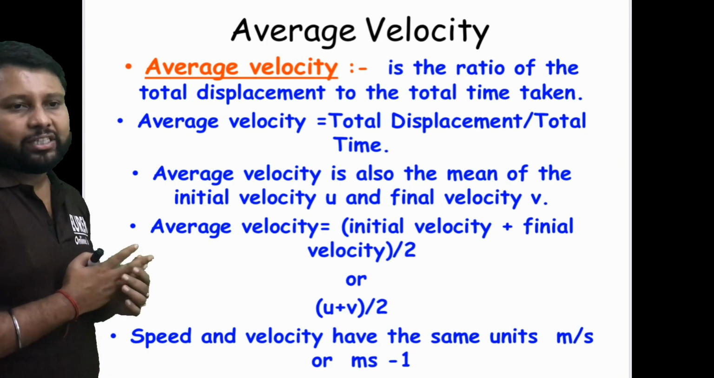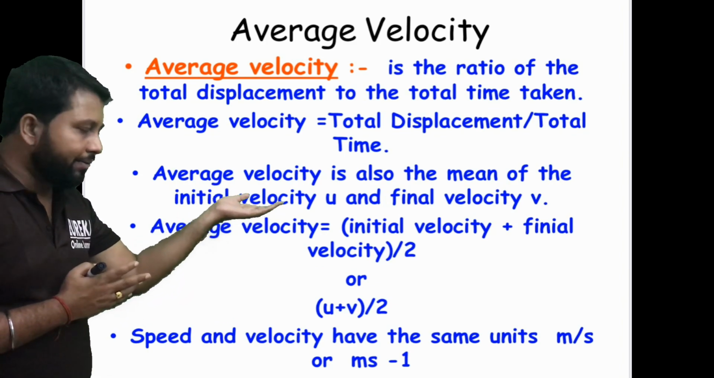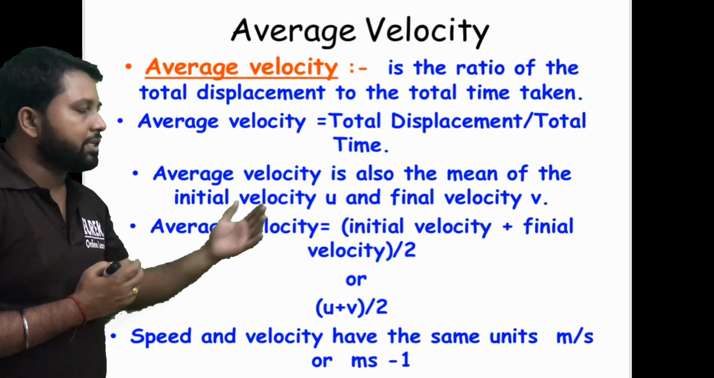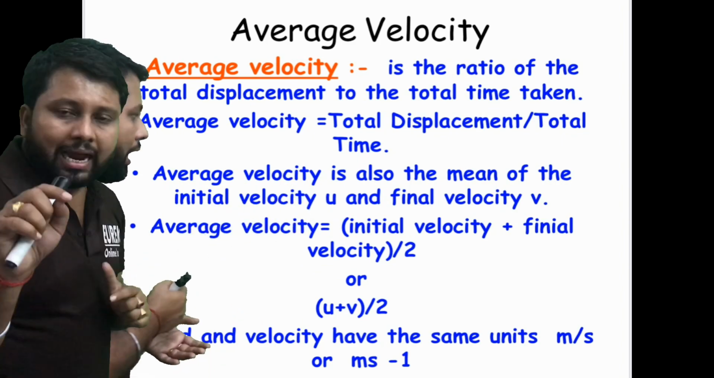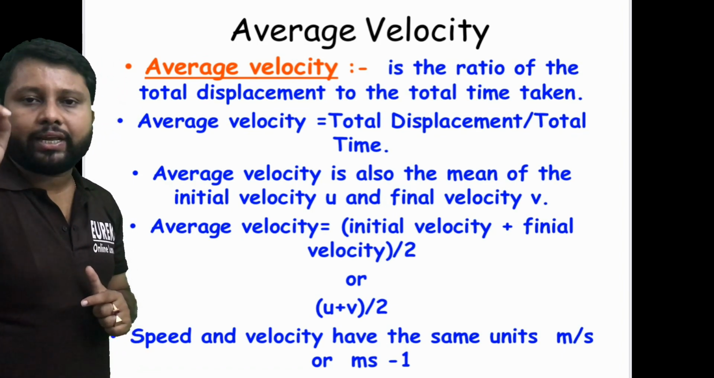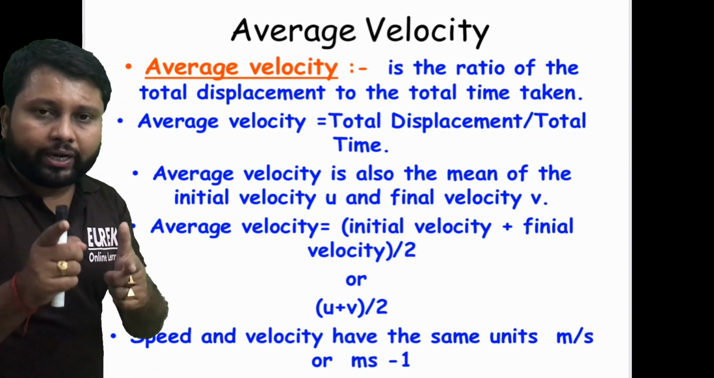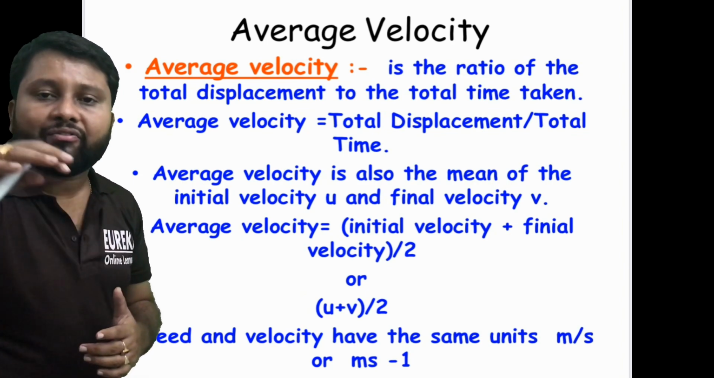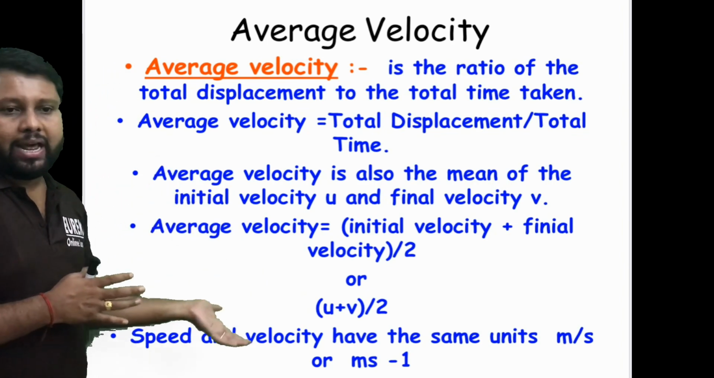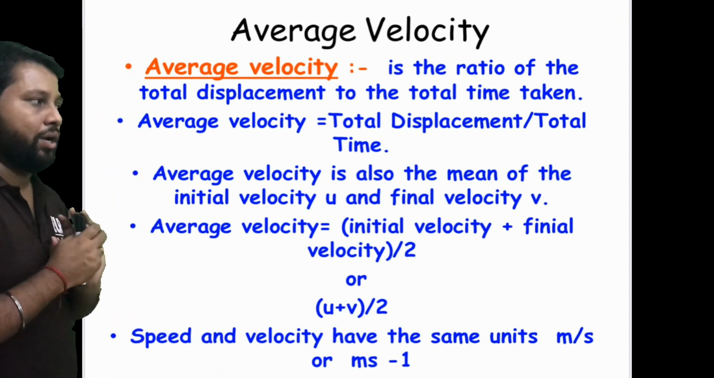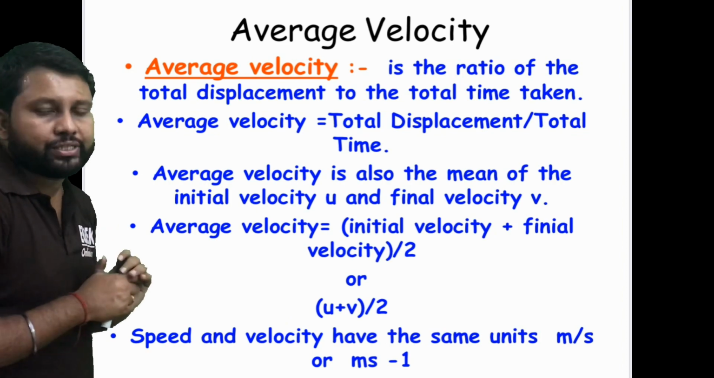We can also write average velocity as initial velocity plus final velocity upon 2, where the initial velocity is u and the final velocity is v. It is very important to understand because in further classes we will be using u and v very frequently. Speed and velocity have the same SI unit, that is meter per second.